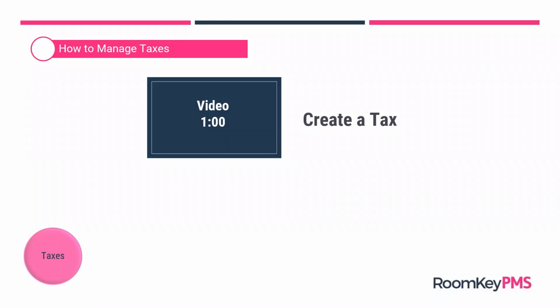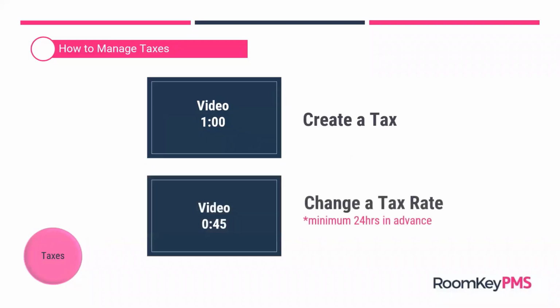But it is possible that in the future, your tax rates may fluctuate. Tax rates can be changed inside RoomKey using the same module. This next video I have here will show us how to change a tax rate, but please be mindful that you do need to do this at least 24 hours before it will take effect. So you need to do this 24 hours in advance.